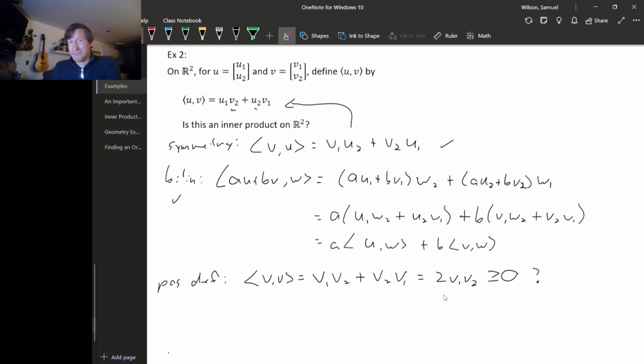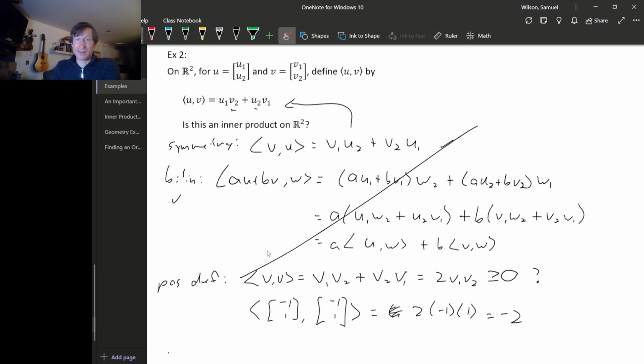With that in mind, it's easy to come up with a counterexample. So if we take the inner product of, say, (-1, 1) with itself. Or sorry, I shouldn't say inner product because we don't know if it's an inner product, and we're seeing now that it's not. What we get here is 2 times -1 times 1. That's -2. This is not positive definite. So this whole thing isn't actually an inner product. It's some kind of product, but it's not an inner product.